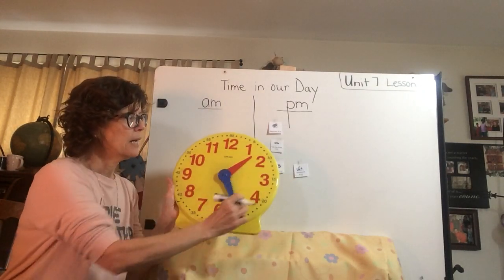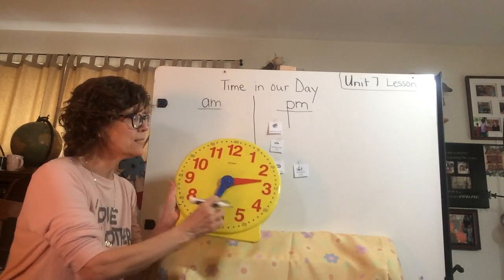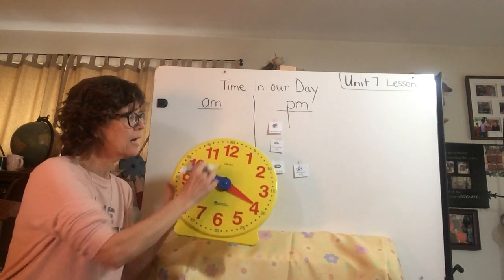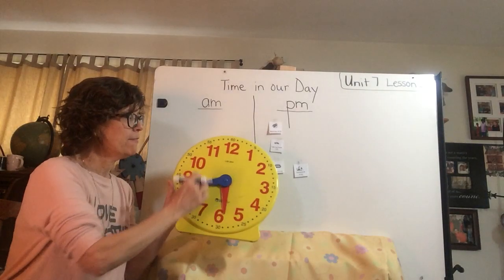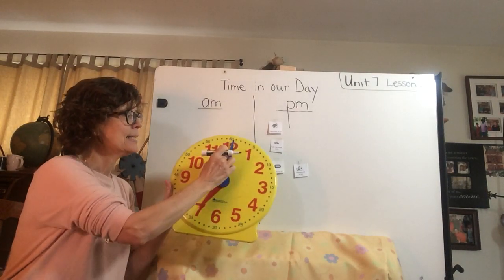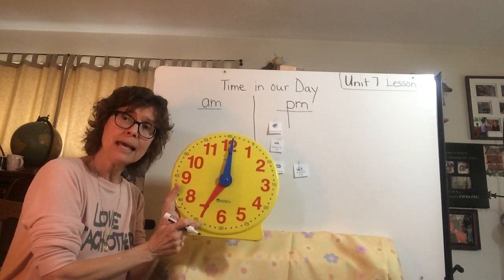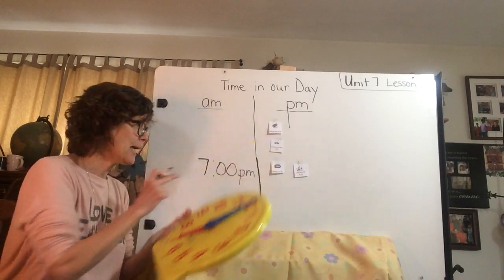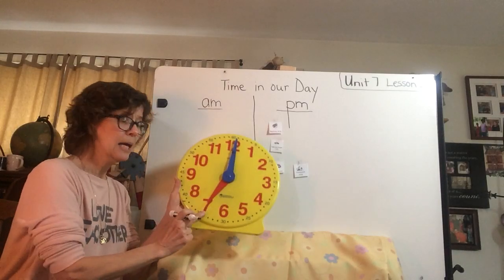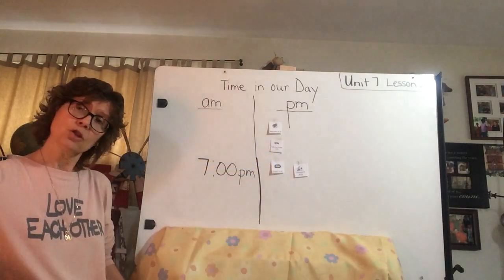Here I go. I'm going clockwise. There's 2, 3 o'clock. There's our o'clock time. 4, 5, 6, 7 o'clock p.m. Some of us may be getting ready to watch TV or play a game. There's our 7 o'clock p.m. Let's try another one.